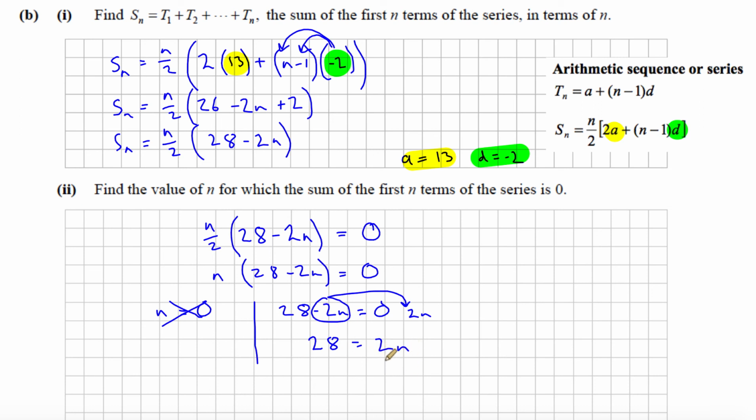Now I'm going to divide both sides by 2 because that's the number in front of the unknown. They cancel on this side, and over here you get 28 over 2, which is 14. So n is equal to 14. So that's the value of n for which the sum of the first n terms is equal to 0. So that's my answer. And that's the end of part B and the end of question 6.